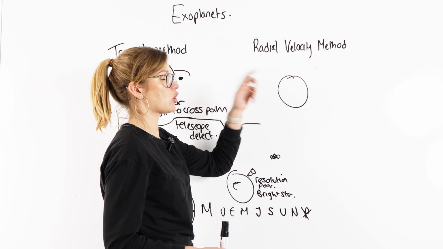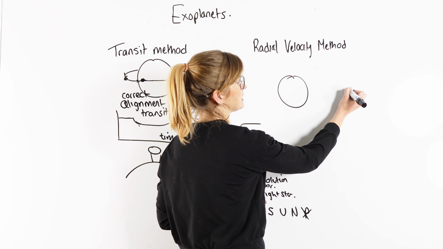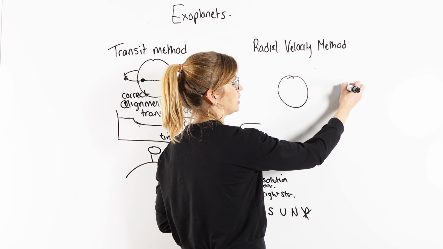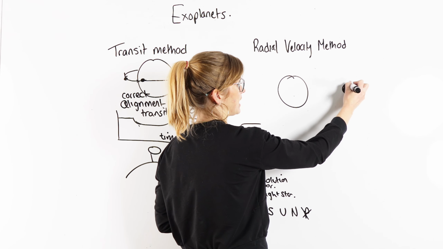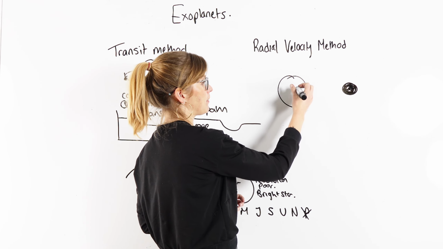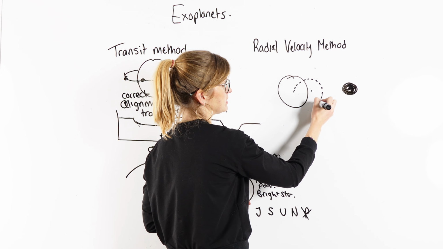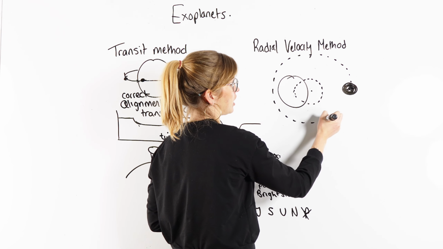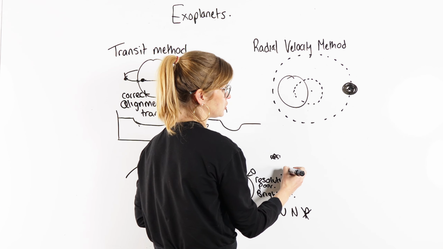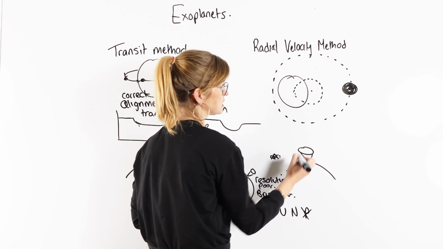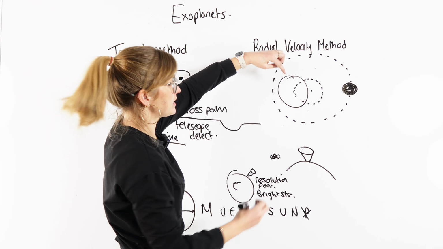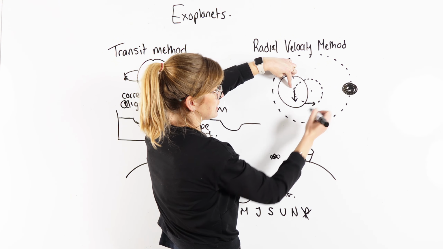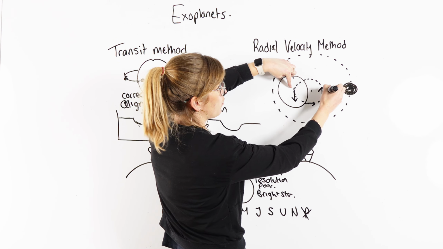So again, we've got our star and we've got our planet, and they're going to orbit a common center of mass. Let's say it's quite a large planet. Let's say the center of mass is here. Our star is going to orbit that common center of mass, and our planet is also going to orbit that common center of mass. So what we do down on Earth is use our telescope again to look at the light from the star. And what we can see is parts of the star moving towards us, parts of it parallel to us, and parts of it away from us.